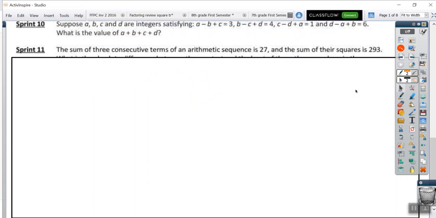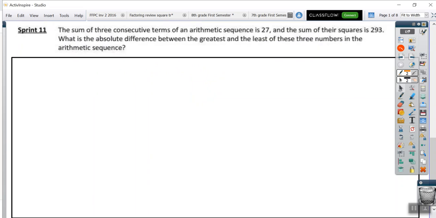Alright, so the last one that we're going to look at: the sum of 3 consecutive terms in an arithmetic sequence, I'll explain what an arithmetic sequence is in a second, is 27. And the sum of their squares is 293. What is the absolute difference, so no negative answers, between the greatest and the least of these numbers?